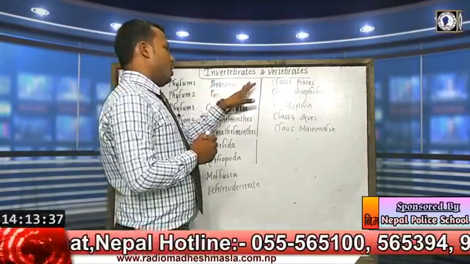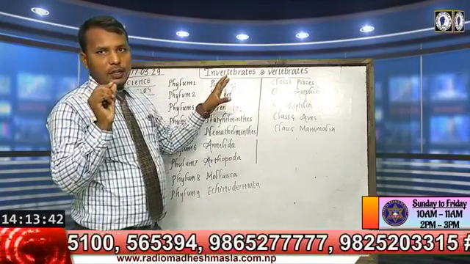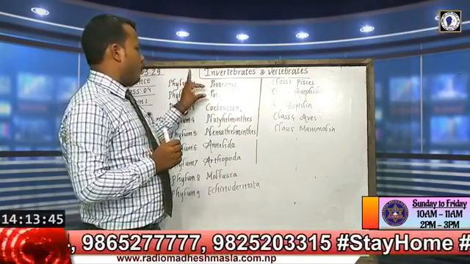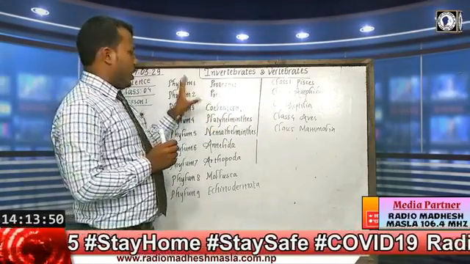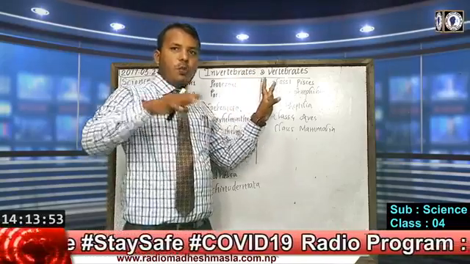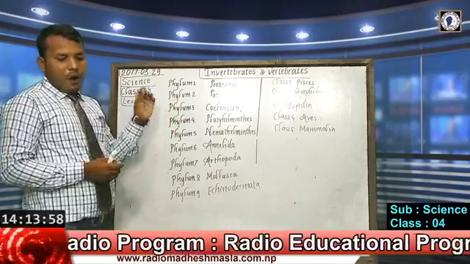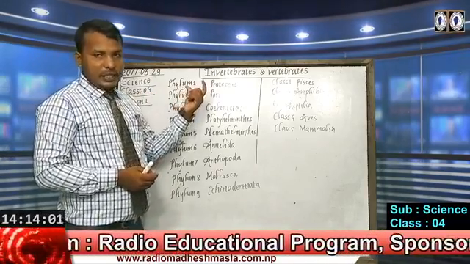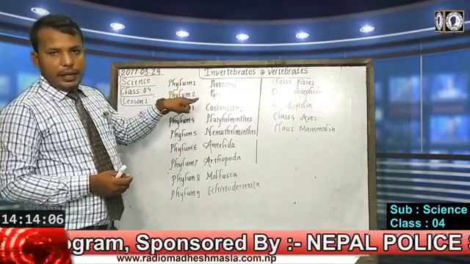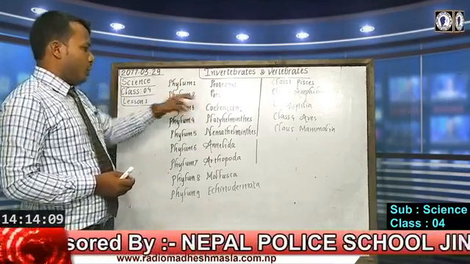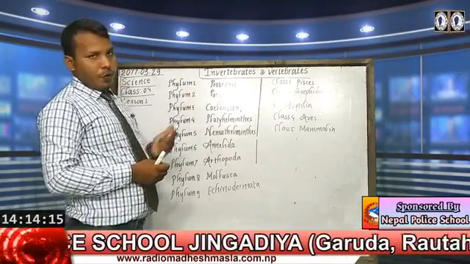Protozoa are called unicellular because they are made of a single cell. But Porifera are called multicellular because they are made from two or more cells. They are found in ponds, lakes and sea. Now, examples: Spongia and Scypha. These are examples of Porifera.